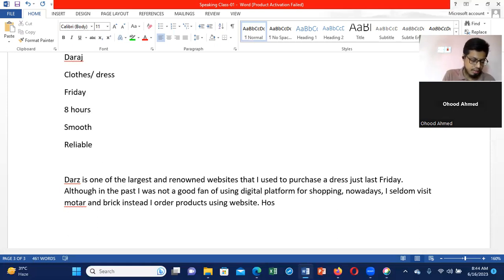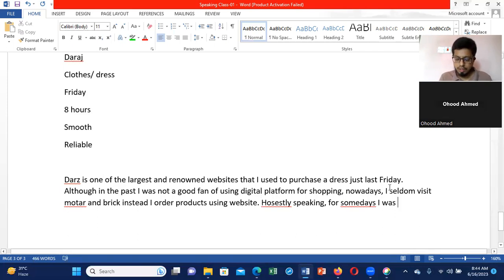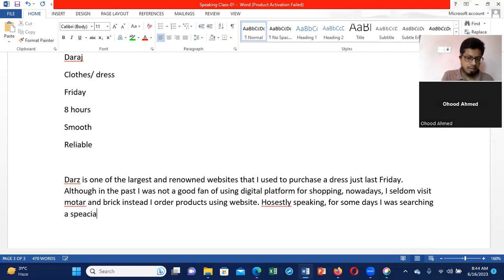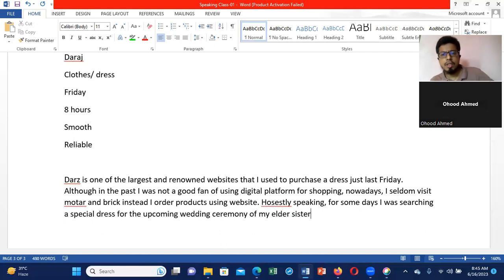Honestly speaking, for some days I was searching for a special dress for the upcoming wedding ceremony of my elder or younger sister. Okay, we can say elder sister. Whatever you say. Honestly speaking, for some days I was searching for a special dress for the upcoming wedding ceremony of my elder sister.